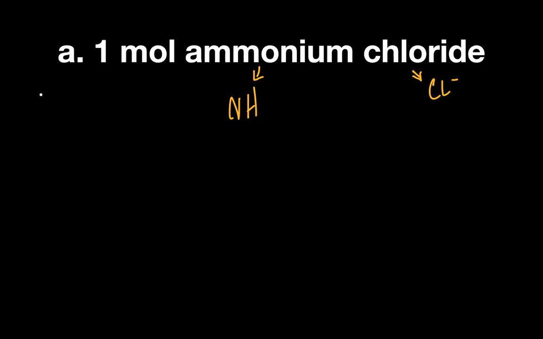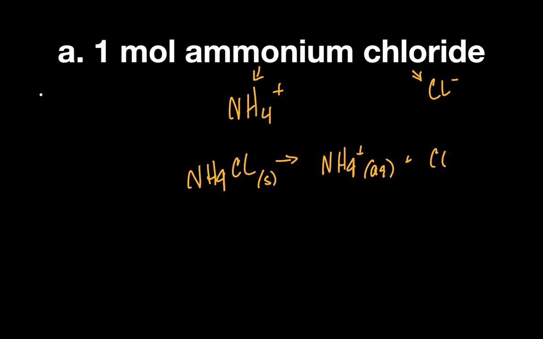NH4, and charge? +1. Correct. All right, so then you just put those together, NH4Cl. And again, solid, you'll form NH4+ and Cl-. So if you have 1 mole of ammonium chloride, how many moles of ions will that give you?